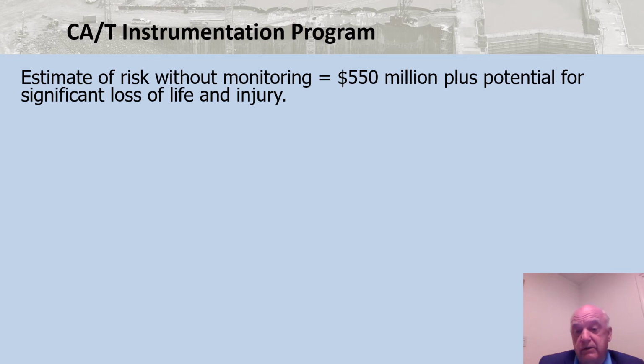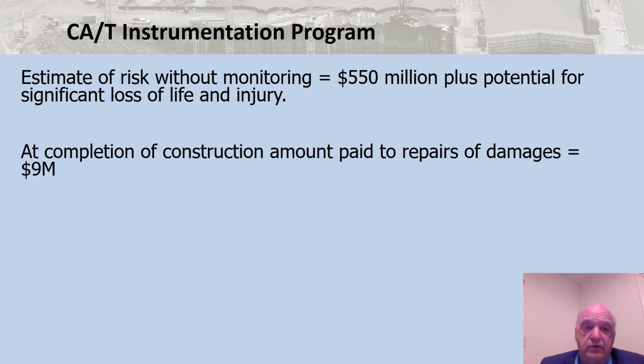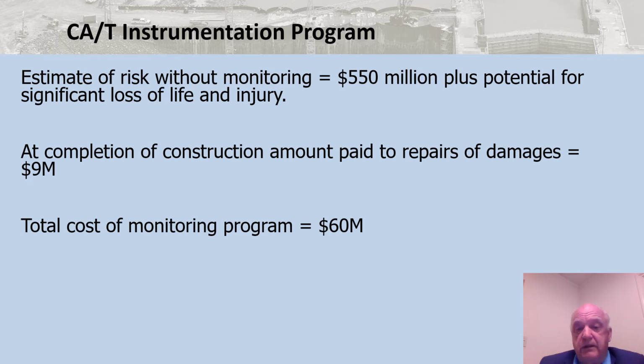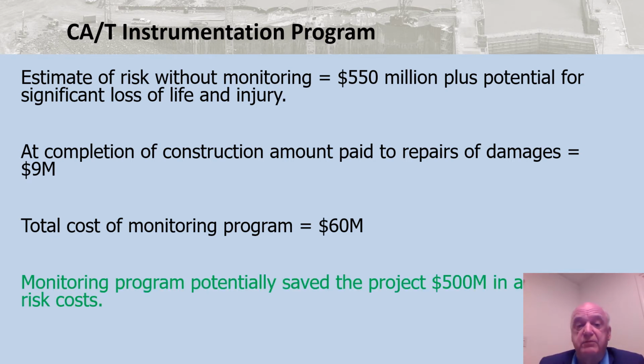There were probably more risks than that because we haven't covered lots of things like utilities and damage to the constructed works, but just enough for this example to illustrate that the estimated risk without monitoring was on the order of 550 million, plus potential for significant loss of life and injury. At the completion of construction, the project had paid out about $9 million in damages. There was some that accrued a little later on, but when I did this study, that's about what it was. Total cost of monitoring was around $60 million. So you can see that the monitoring program in this estimate has really contributed greatly to keeping those risks under control and limiting the cost of the project from unexpected performance.